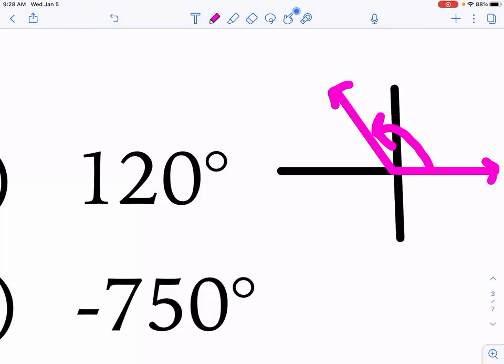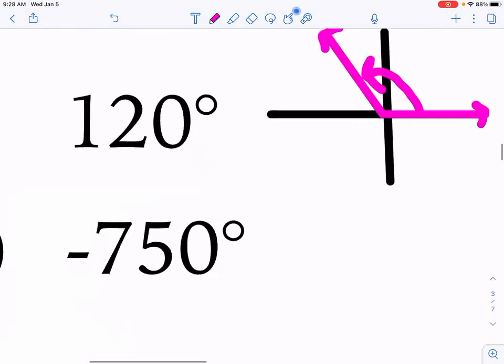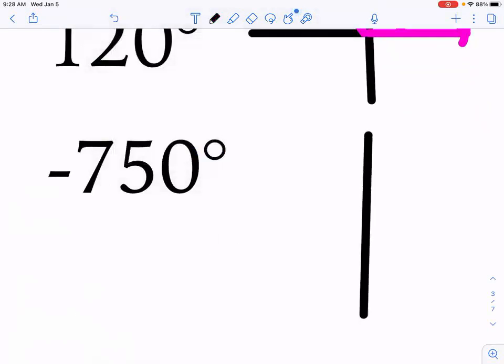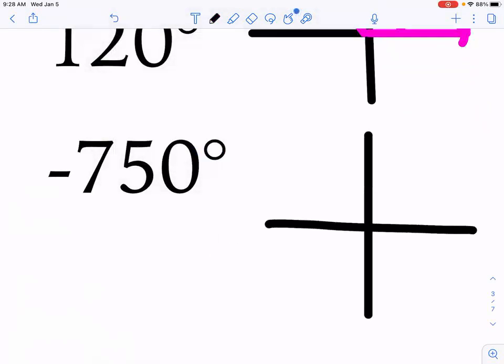Okay. Oh my, negative 750 degrees. So first of all, the negative means we're going to rotate which direction? Clockwise. But 750, that is way bigger than 360, isn't it? So that means we are rotating 360 degrees and we keep going.